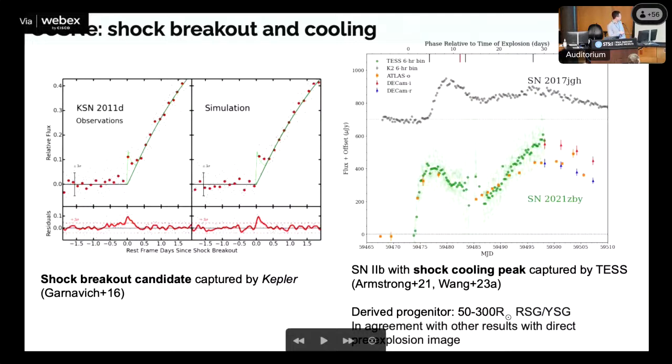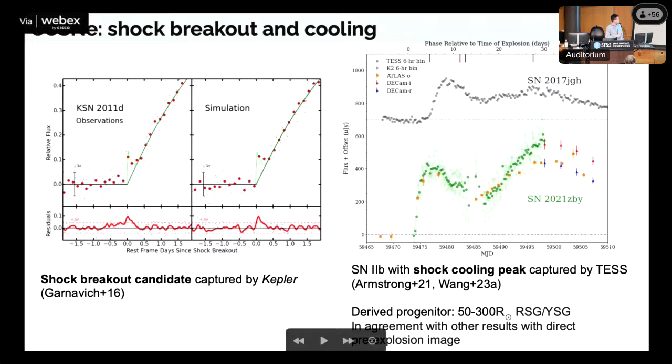On the left-hand side, I show you a tentative detection of the shock breakout of the Kepler supernova 2011D, and you can see a spike here, which is likely from the shock breakout, lasting for around 3 to 4 hours. The model fitting indicates that it's really inconsistent with a progenitor star of around 500 solar radius. And on the right-hand side, I show you two supernovae with shock cooling peak detected, 2017JGH by the Kepler mission and 2021ZBY by the TESS mission.